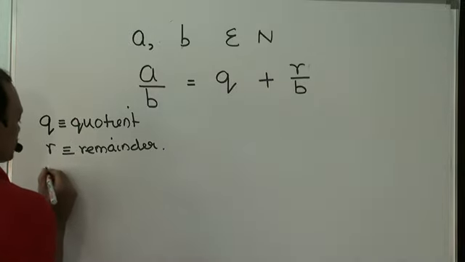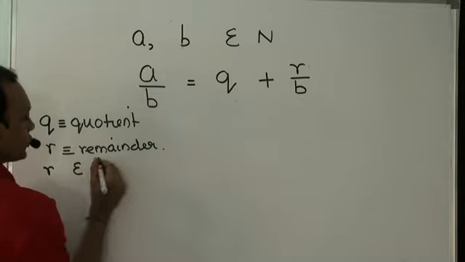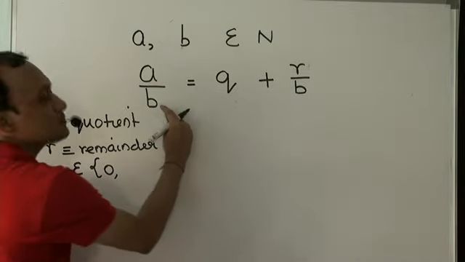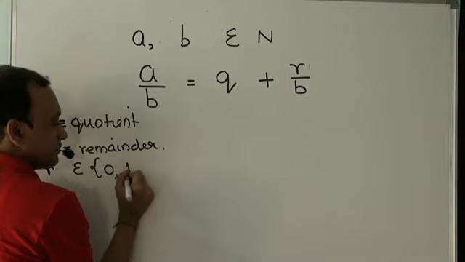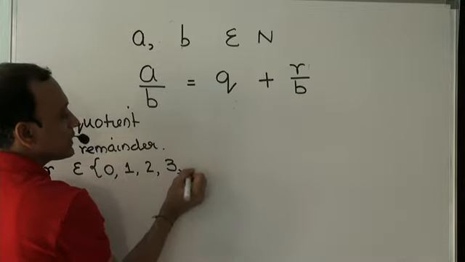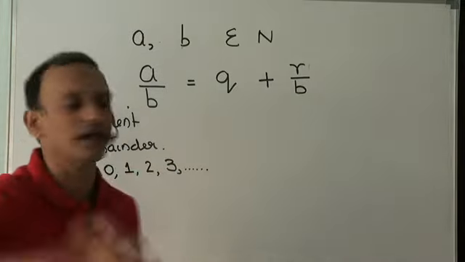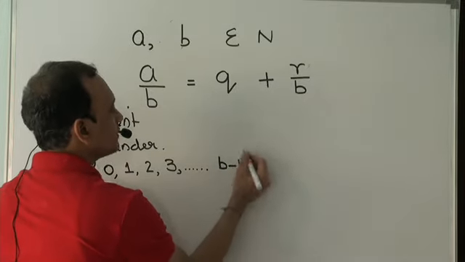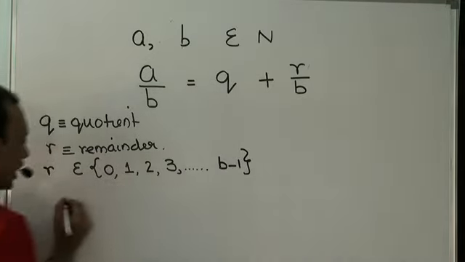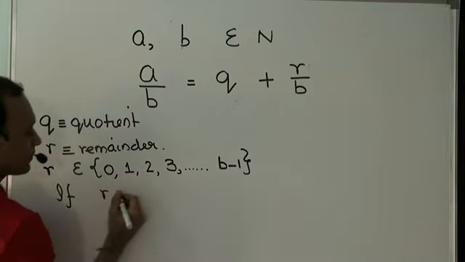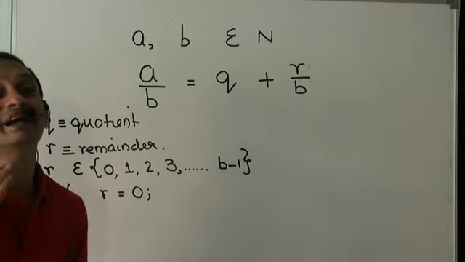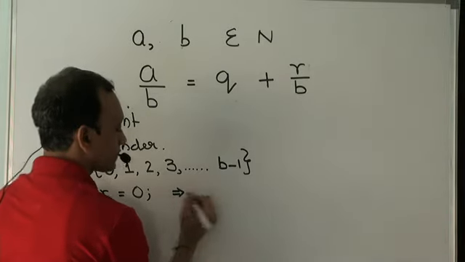So what are the permissible values of the remainder? The remainder has the following permissible values. If it is 0, then A is perfectly divisible by B. The remainder can be 1. The remainder of this division can be 2. The remainder can be 3. And the remainder can go all the way to B minus 1. These are the permissible values of the remainder. The remainder belongs to this set. If R is 0 as a special case, then A is perfectly divisible by B. We say B divides A.